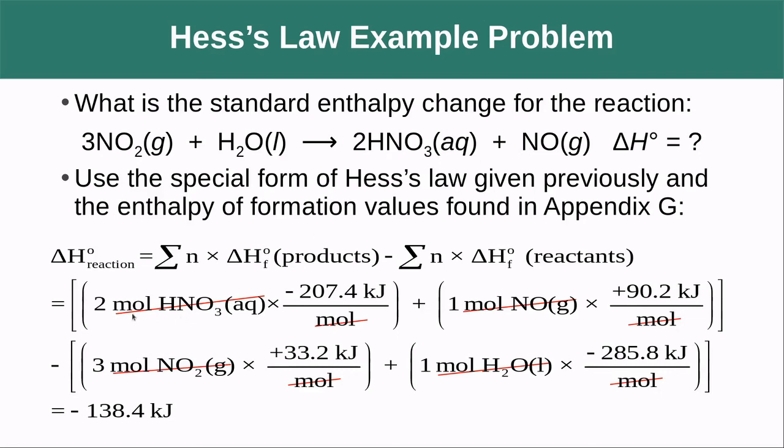If we looked up nitric acid, we would see that it has a standard enthalpy of formation of negative 207.4 kilojoules per mole. We multiply that by the coefficient of the nitric acid, that number of moles, and that's going to be one of our quantities. It's n times delta H. Then we do the exact same thing for NO. We look up its value, we multiply it by its coefficient, and we add these two together. That is this whole big piece right here, including the sum.